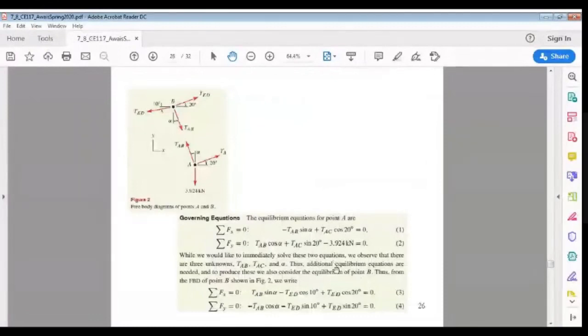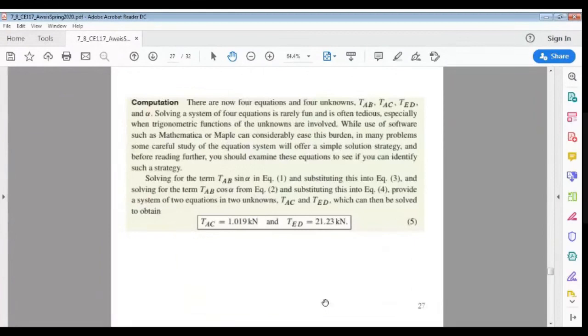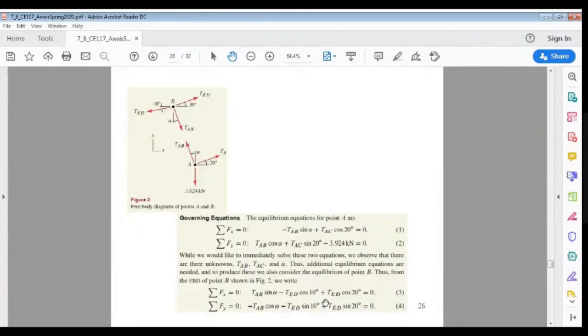So these are the four equations that we got, and I have to solve these four equations simultaneously. For example, if I calculate TAB sine alpha from equation number one, TAB sine alpha is equal to TAC cos 20. And from equation number two, I can get the value of TAB cos alpha. TAB cos alpha is equal to 3.924 minus TAC sine 20.